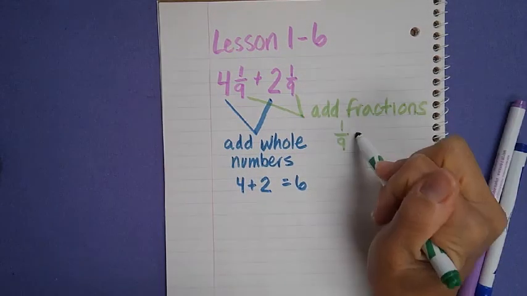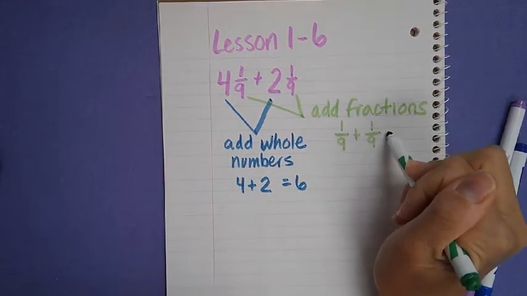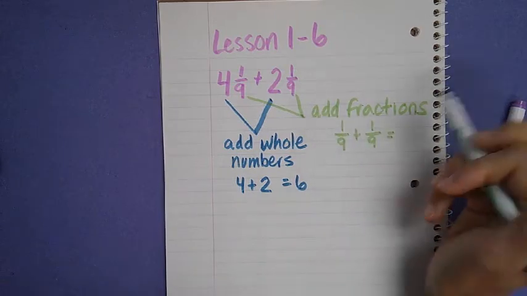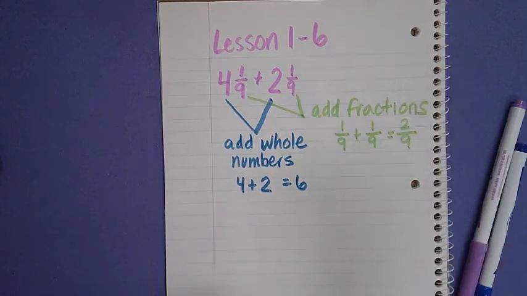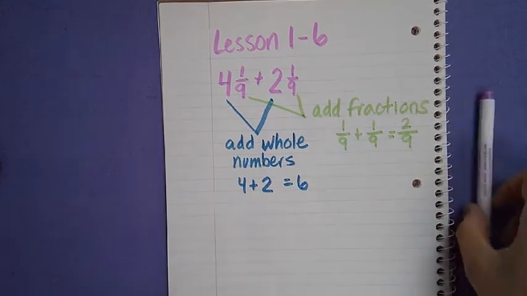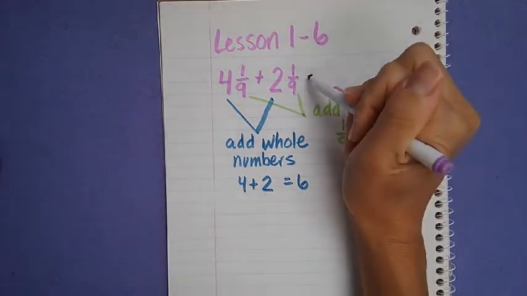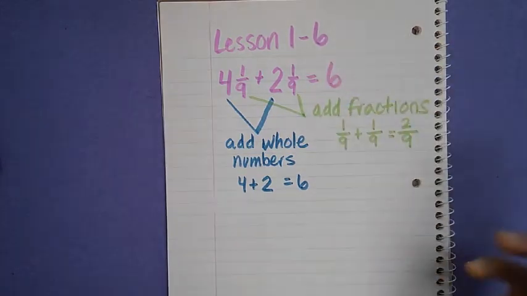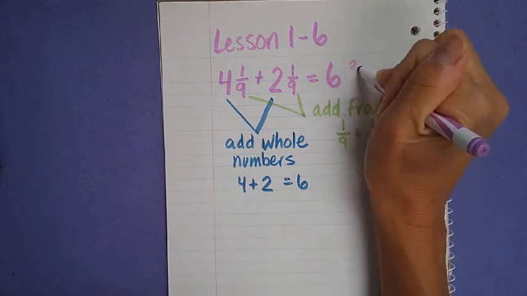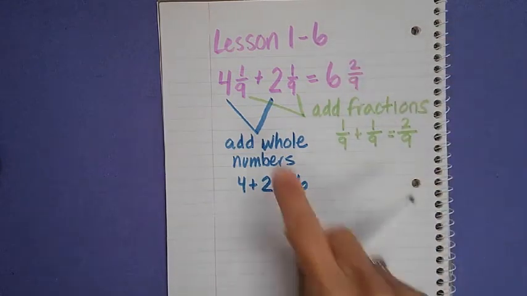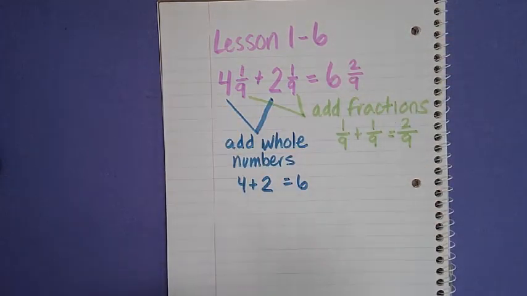If they had different denominators, I would not be able to add them together. So 1 plus 1 is 2, and the denominator stays the same. So when I put that together, I have 4 plus 2 is 6, so the whole becomes 6, and the fractional part, 1/9 plus 1/9, becomes 2 over 9. So my answer would be 6 2/9.